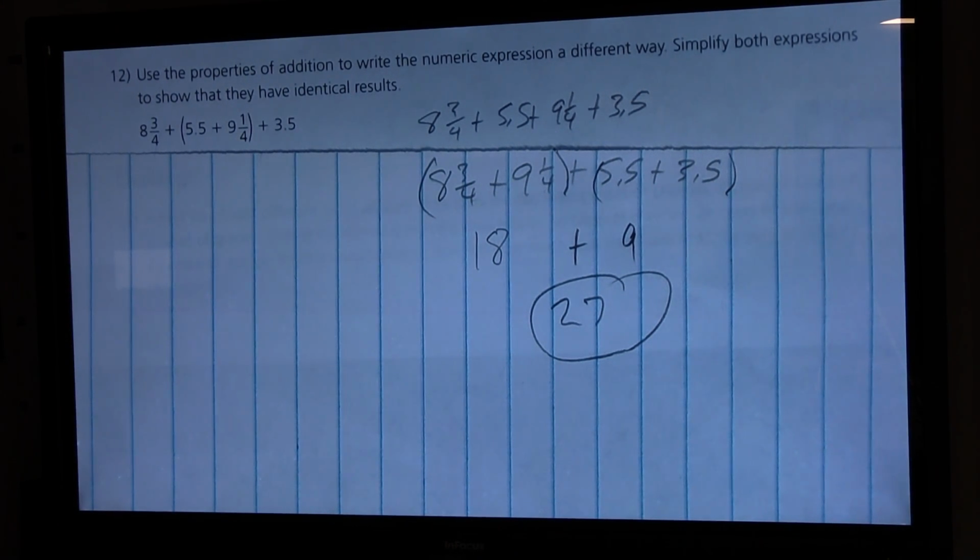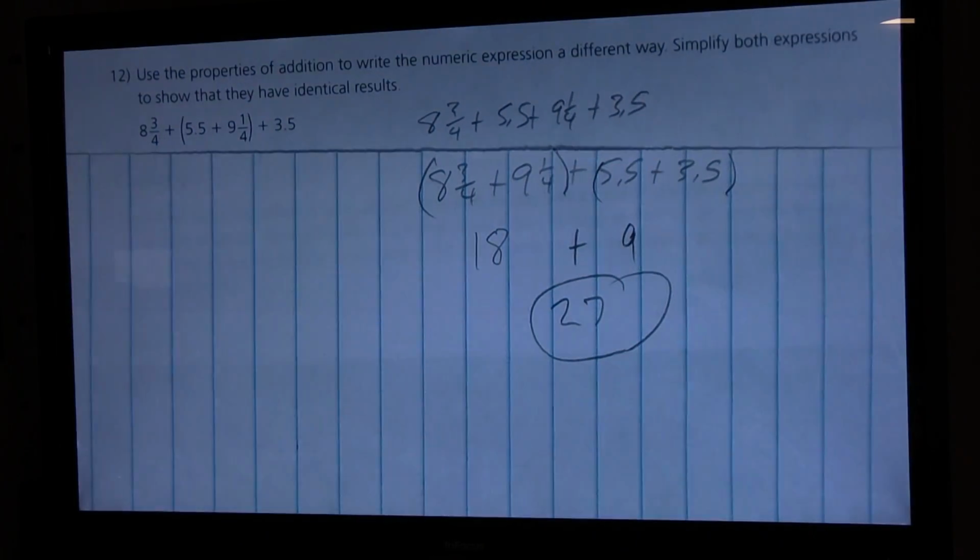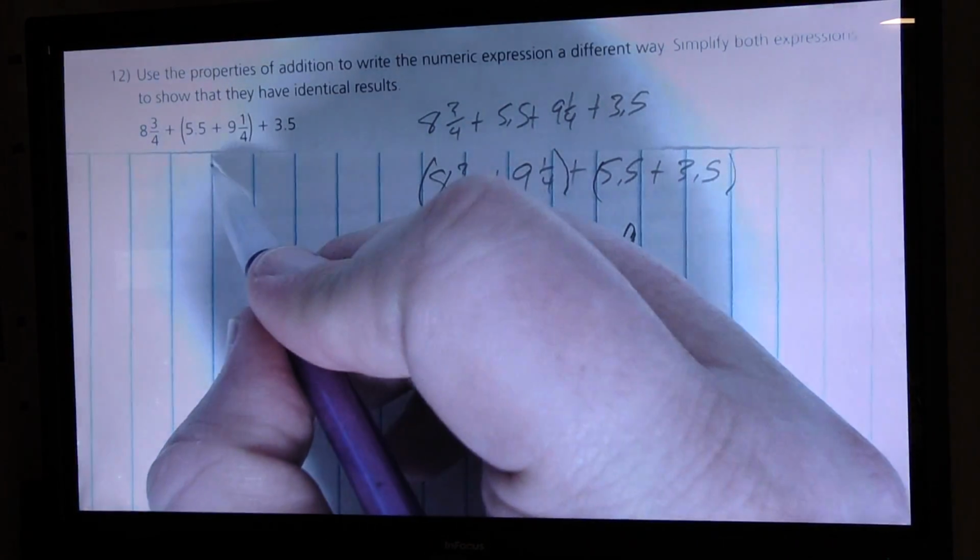Now let's see if I get 27 when I work out this problem the way it was written using the order of operations. The first thing I have to do is what's in parentheses. So 5.5 plus 9 1/4.